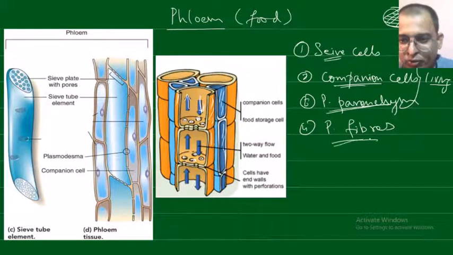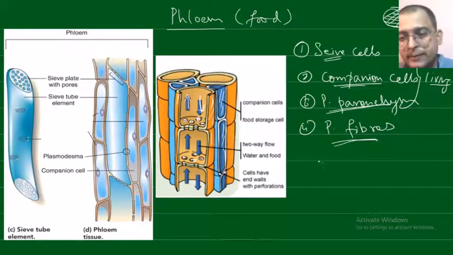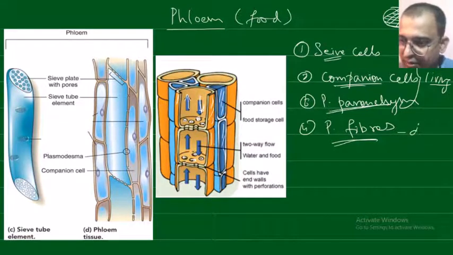And the phloem fibers, these are involved in most of what we see in textiles: the hemp, flax, jute, all of these kinds are made up of the phloem fibers. Okay, these are dead cells.